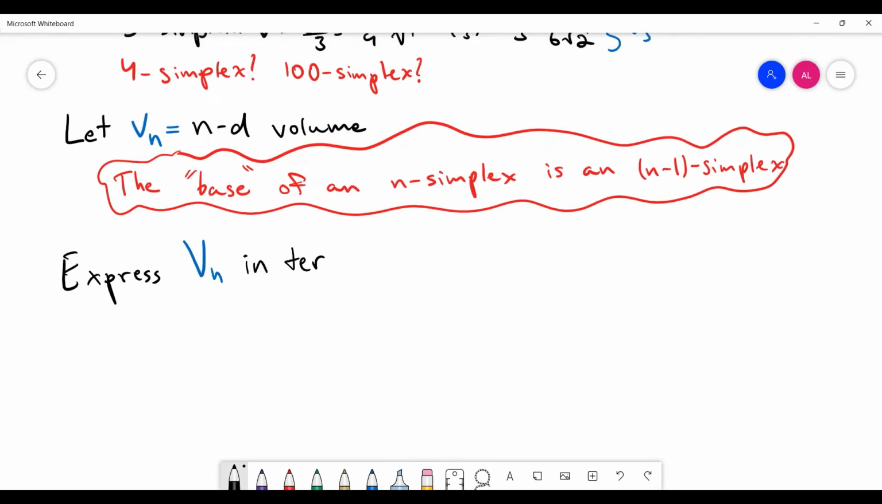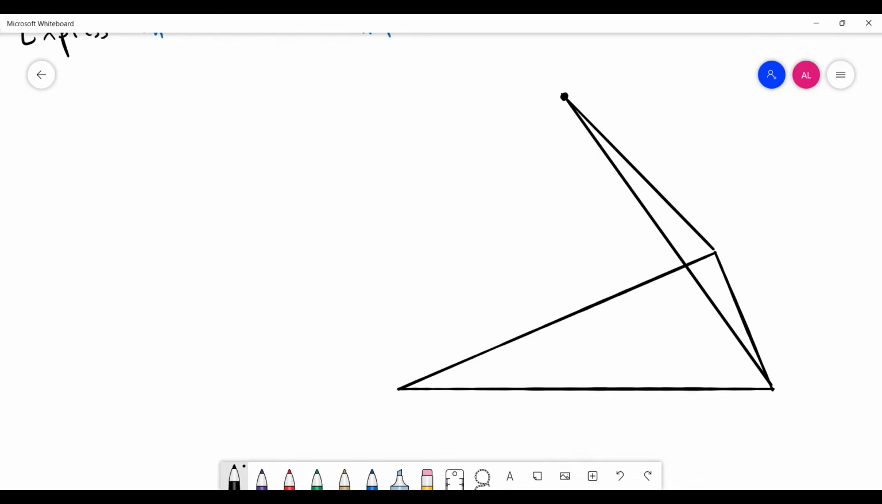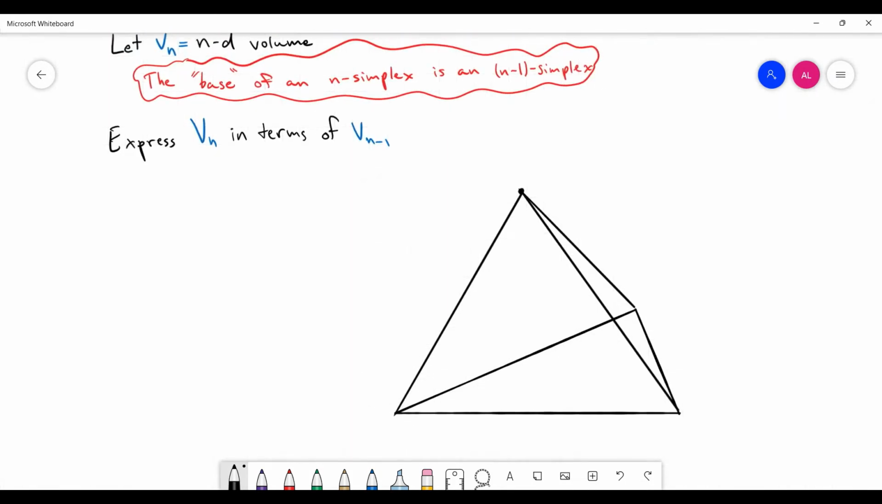So basically, what we can say is we can express Vn in terms of Vn minus 1. So we express the volume of the entire simplex in terms of the volume of the base. Okay. So let's visualize this setup with finding the volume of a simplex by drawing a 3-simplex here. Everything that I write and draw for this 3-simplex also applies and generalizes without loss of generality to any higher dimensional simplex. Or any higher dimensional shape, actually, just for this segment of the video.